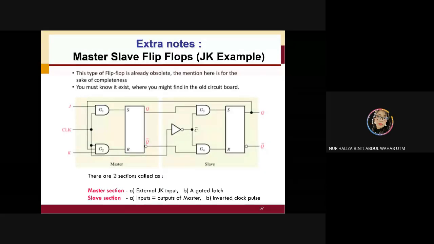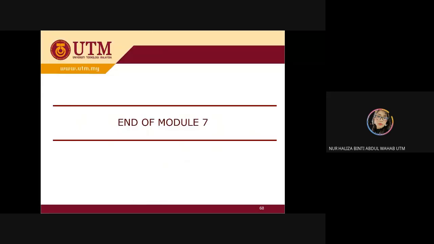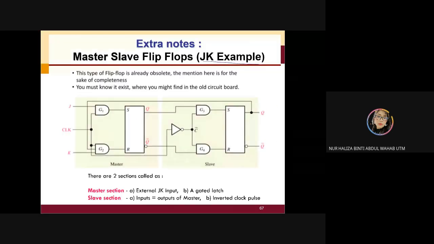So this is just extra notes for you. You have master slave flip-flop, which is a JK flip-flop example. You can use this also for your group project later on. But I'm not going to explain all. Later, we will try to discuss your group project.